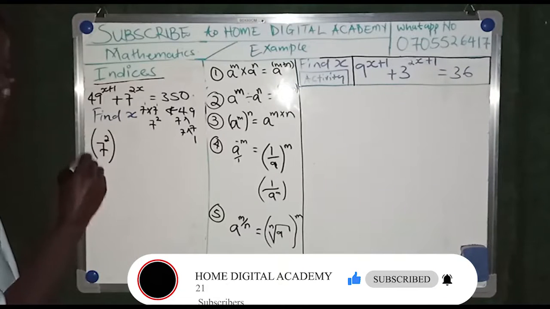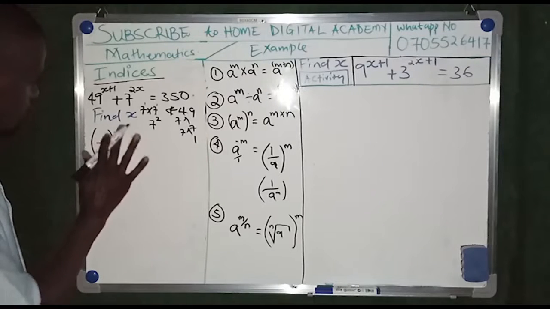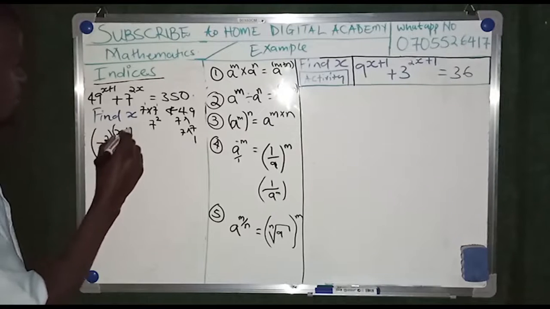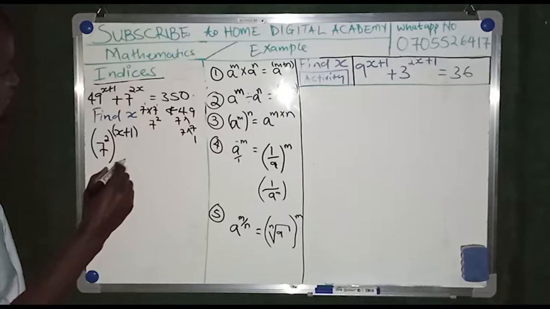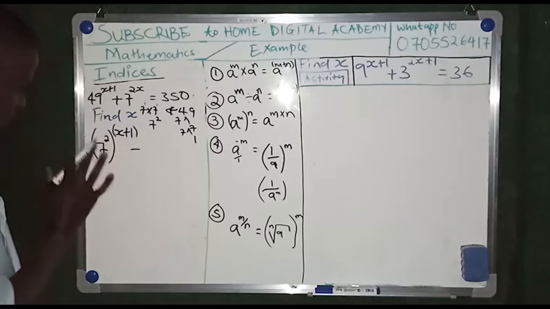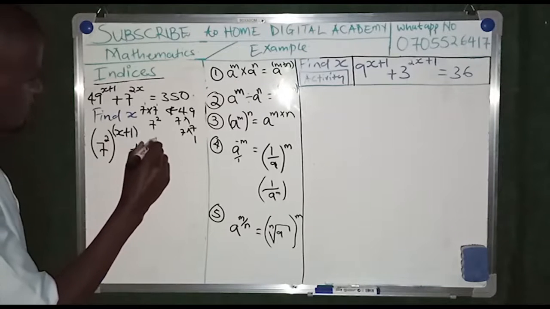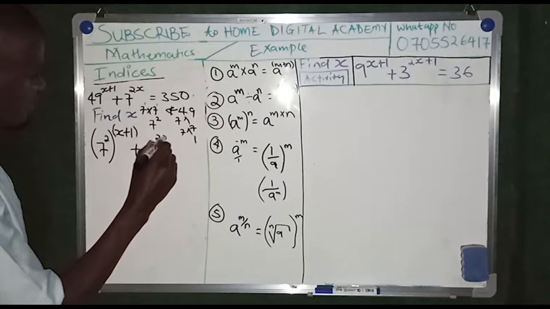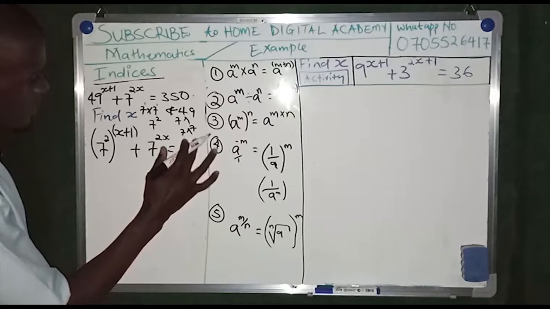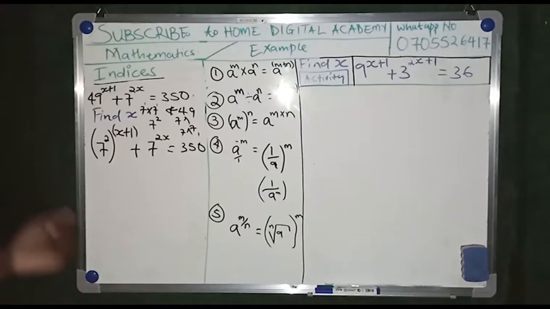But this one is having a power of x plus 1. This power is on this 49, which is 7 squared now. So it is 7 squared to the power x plus 1, plus 7 to the power 2x, which goes to 350. Now let us continue.